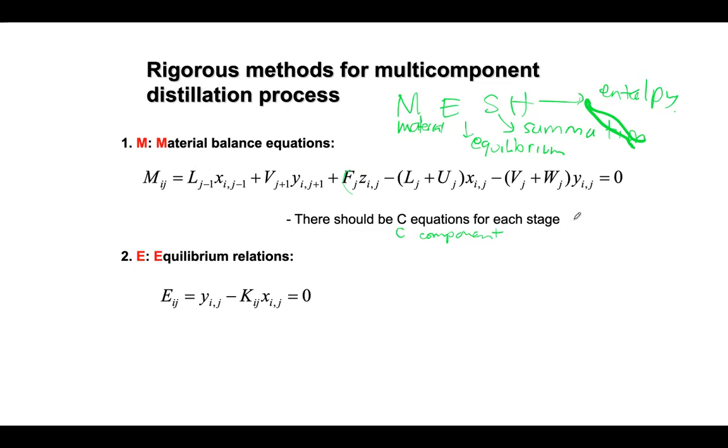Okay, the second one in MESH is the E, the equilibrium correlation. So this is the mass balance, and the second one is the equilibrium relationship, which is, we know that K, Kij for the component, equals Yij divided by Xij.